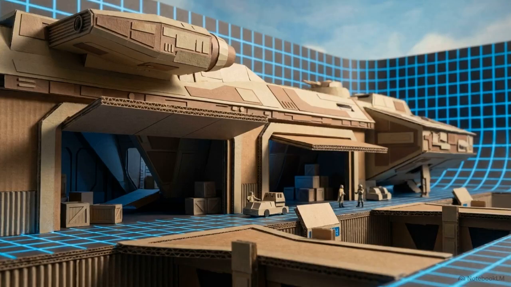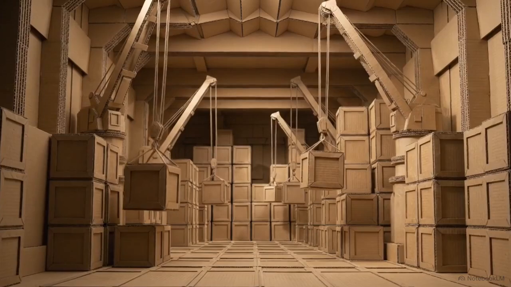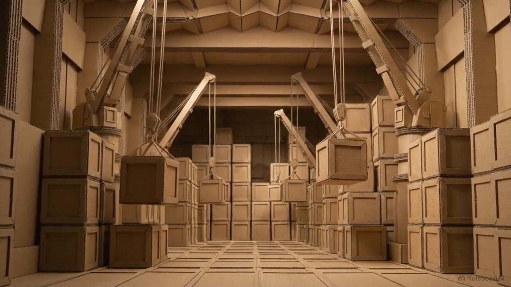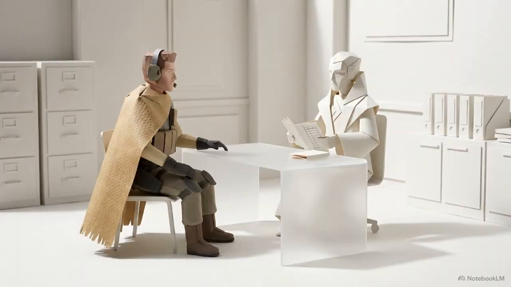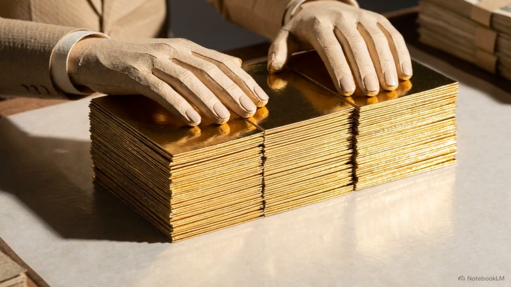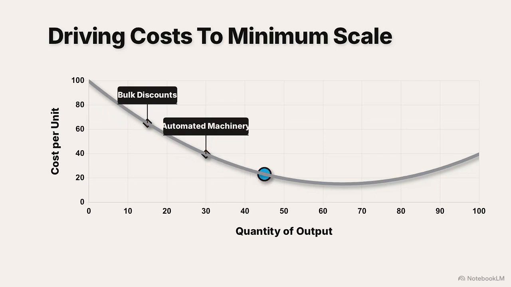A larger fleet also unlocks purchasing economies. When you buy raw materials like hyperdrive components in massive bulk, suppliers offer deep discounts that a lone mechanic could never negotiate. Large, established organizations also benefit from financial economies. Because galactic banks perceive them as lower risk, they gain access to borrowed funds at much lower interest rates.